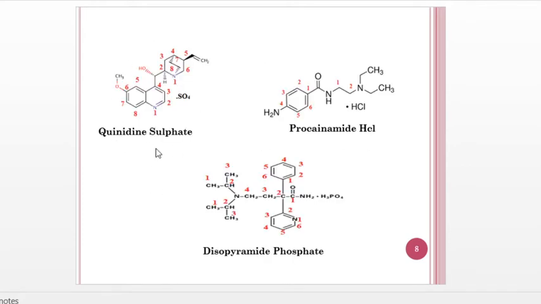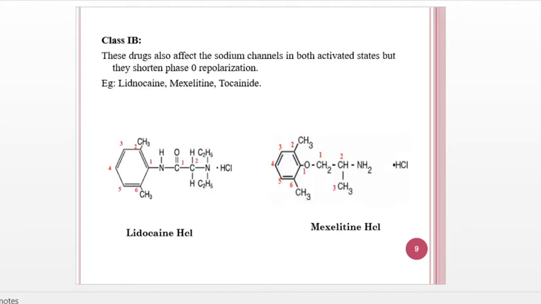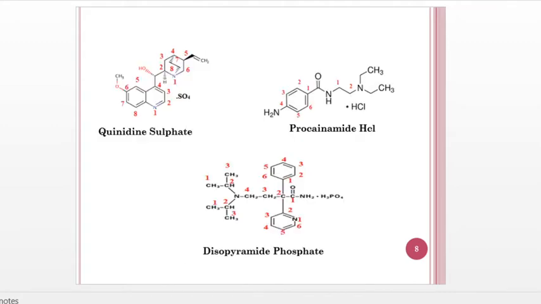So you know the difference between quinine and quinidine? It is a simple difference. This is the stereo specificity: the OH will be in this position. That is called quinine, and this is quinidine sulfate. Quinidine sulfate, procainamide, and disopyramide are all class 1A.